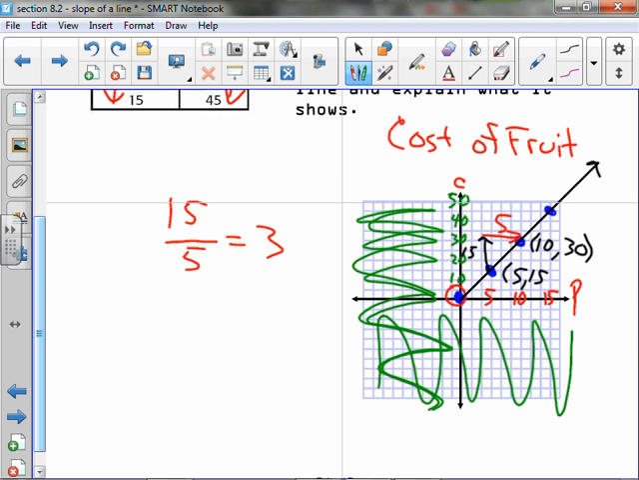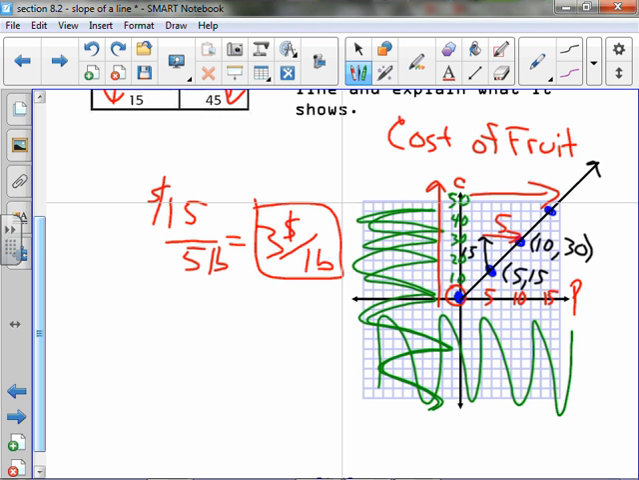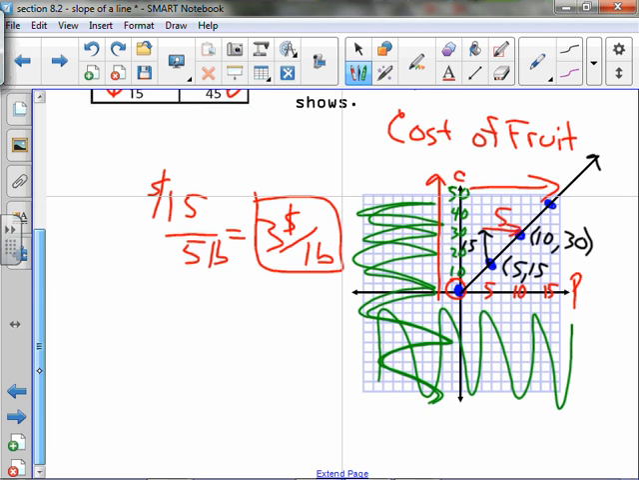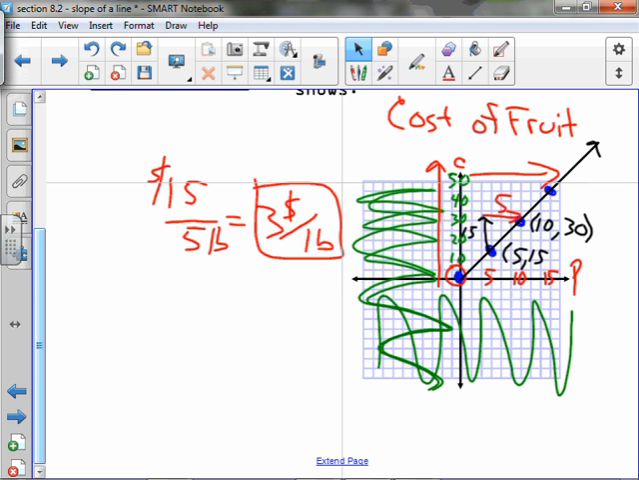Now if my slope is 3, think about what I actually did. I went up 15, which means I'm going up in cost, dollars. And when I went over for my run, I'm going over in pounds. So really, this was $3 per pound. And that's what my slope means. It means that for every pound of fruit, I am going to pay $3. Okay? So that is what the slope meant in this case. You have to think about what you're actually going up, what you're actually going over. Here, the slope 3 represents how many dollars I am going to pay for each pound of fruit. Okay?